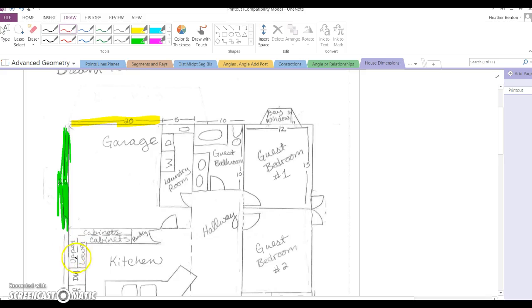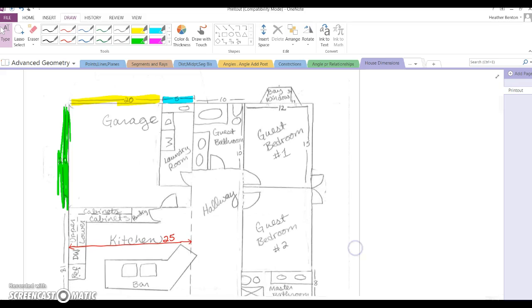I now know that my kitchen from here to here is going to not only encompass that 20, but it also encompasses the 5 next door from the laundry room because that's the same width as the garage and laundry room combined. So that's going to be a total width of 25. Likewise, if my guest bathroom here is 10 feet wide, then my hallway is going to likewise be 10 feet wide.